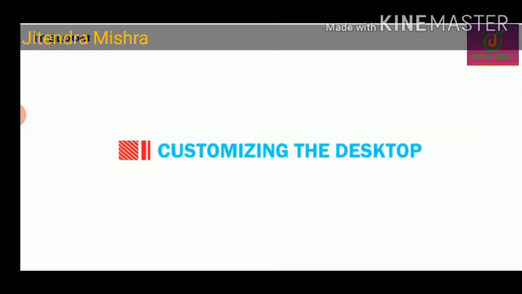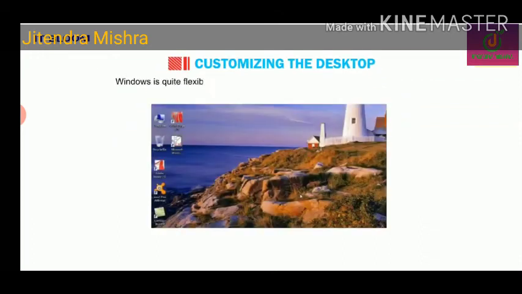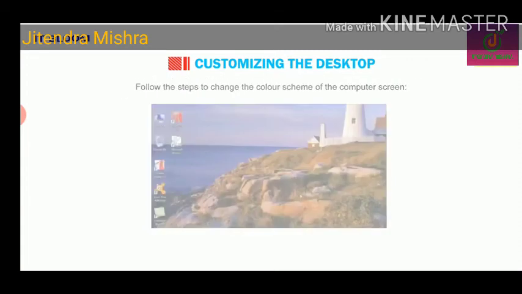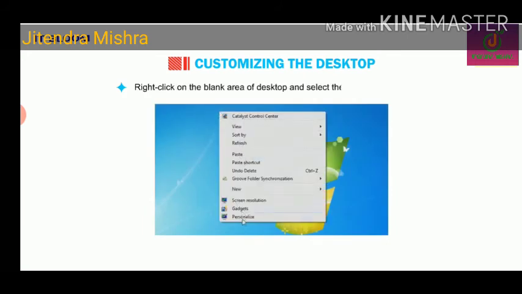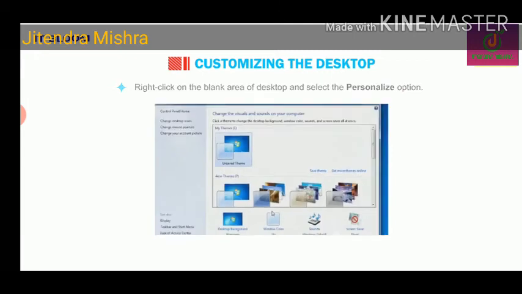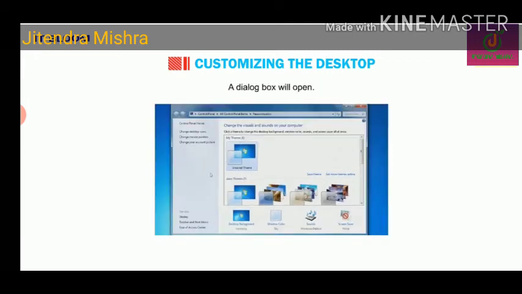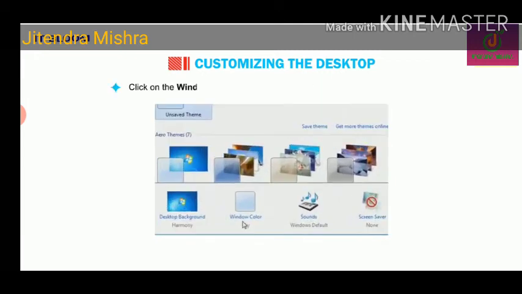Now let us learn how to customize the desktop. Windows is quite flexible and provides options to change the settings of the desktop according to your choice. Follow the steps to change the color scheme of the computer screen. Right-click on the blank area of the desktop and select the Personalize option. A dialog box will open. Click on the Window Color option located at the bottom of the dialog box.